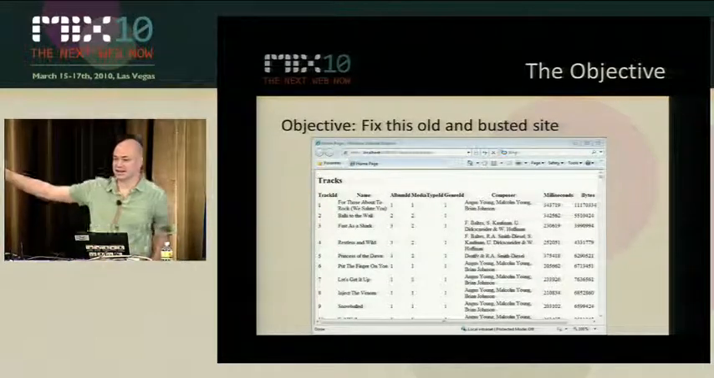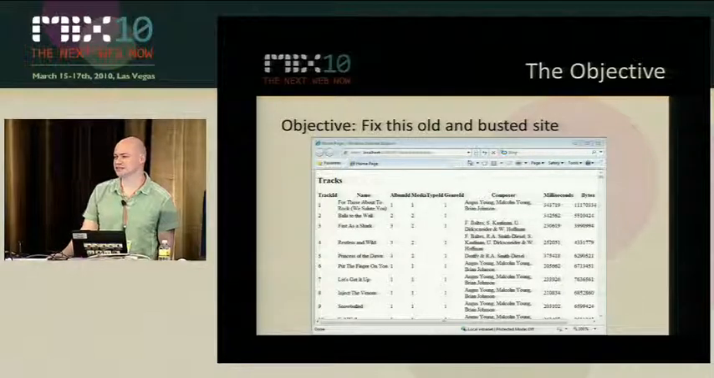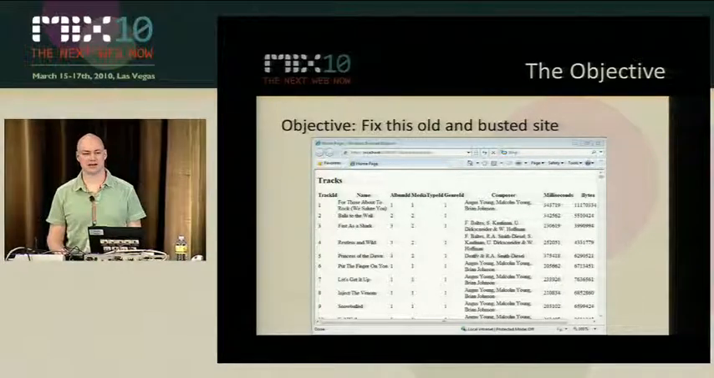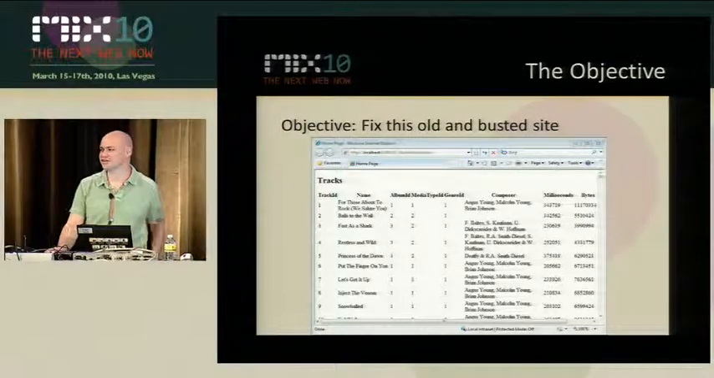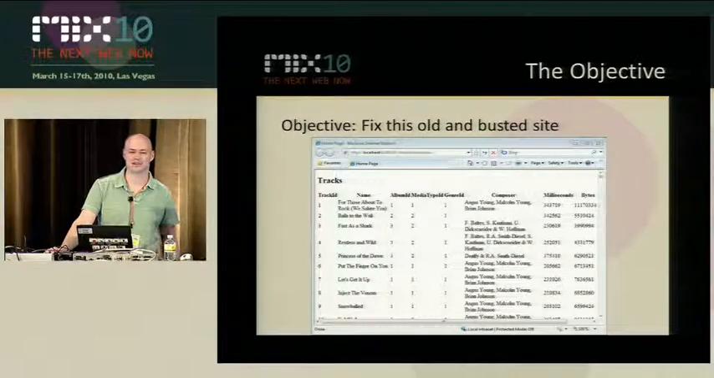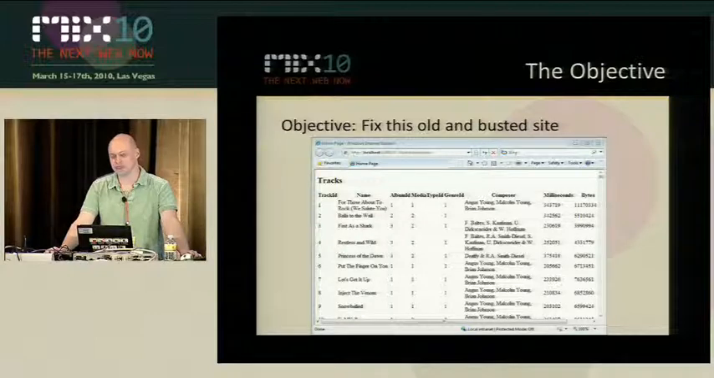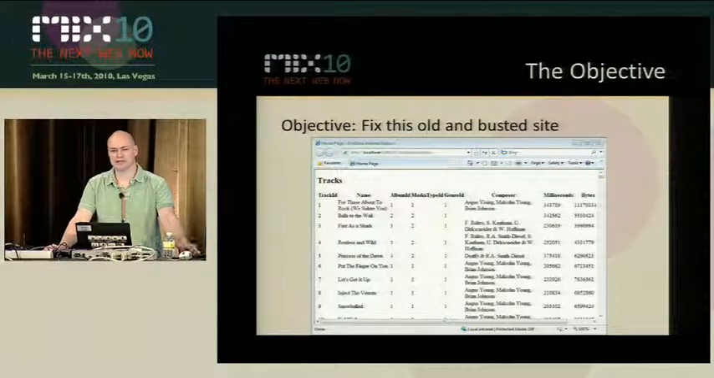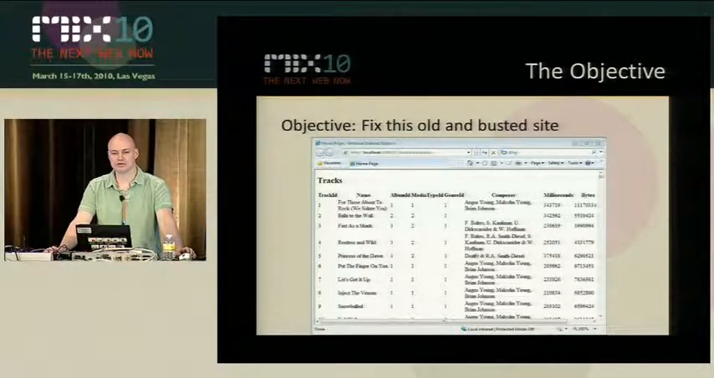Like I said, our objective is to take this old and busted site, and instead of Northwind this time around, I'm using the Chinook database. Who here has heard of the Chinook database? It's out on codeplex.com. It's just for when you need sample data, and it's kind of more fun to work with. It's pulled in from a music store application.